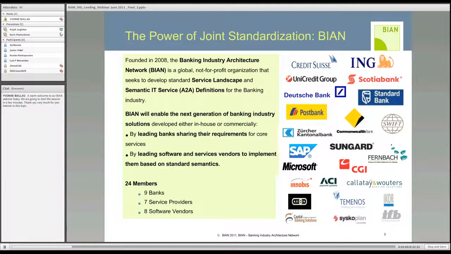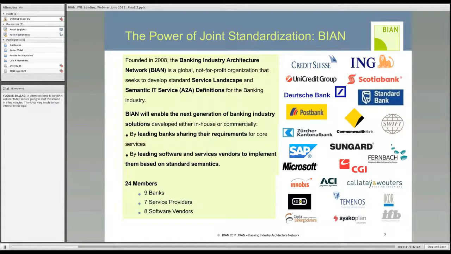Currently, we're focusing on application to application, and we're currently having this focus on the banking industry, as you can see on the right-hand side, with the partners in different continents: Credit Suisse, UniCredit, ING, Deutsche Bank, Postbank, and Europe, Scotiabank from Canada, Standard Bank from South Africa, and Commonwealth Bank of Australia. So it's a broad and global spread.